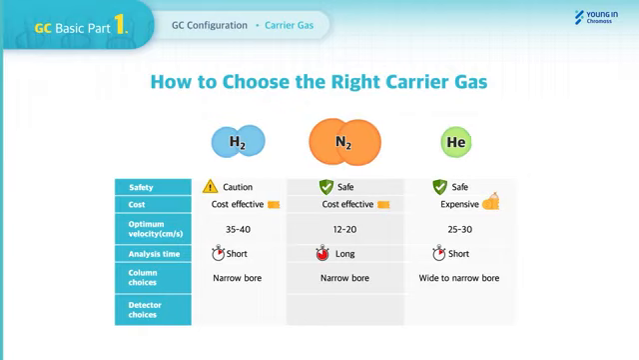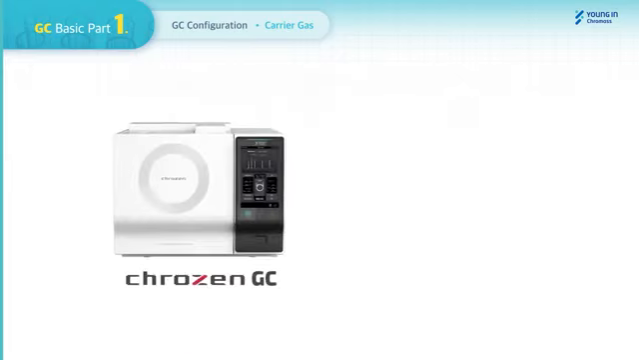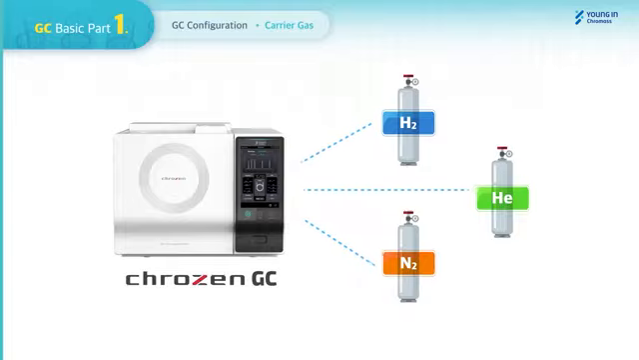Column choices. Helium can have a wide range of column choices, from wide to narrow bore. Lastly, there are various detector choices by carrier gas as shown in the table. Find the right carrier gas by referring to this informative video.